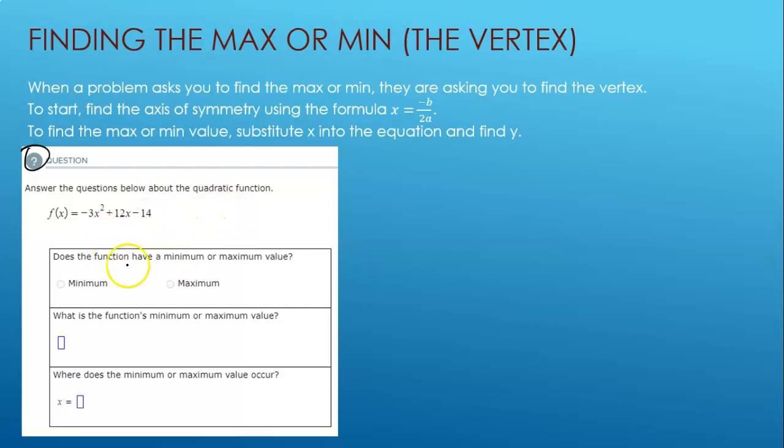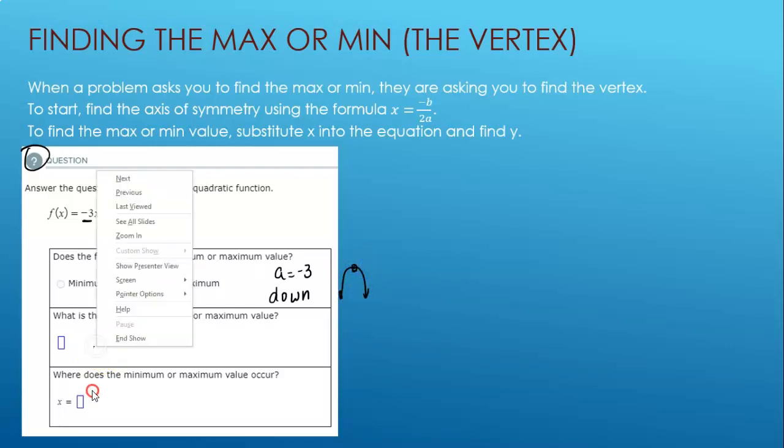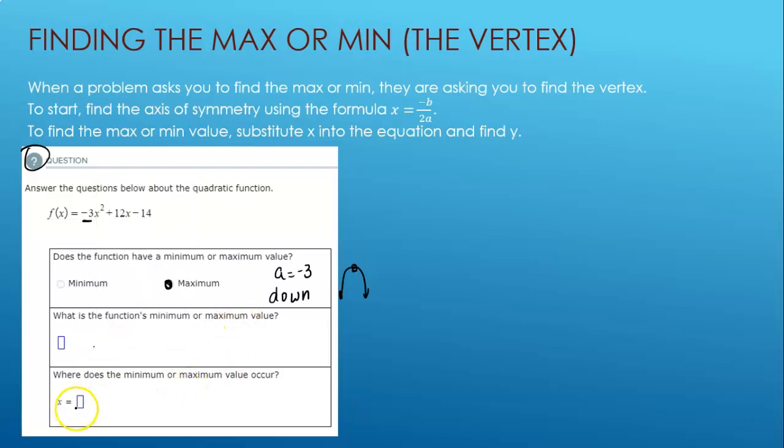Welcome back. You should have first looked at, does the function have a maximum or a minimum value? You're looking at a. a is equal to -3, which means this is down like a frown, which means it looks like this, which means it has a maximum point. I can't find the maximum or the minimum value until I find this. So x equals -b over 2a. Remember, this is a, b, and c.